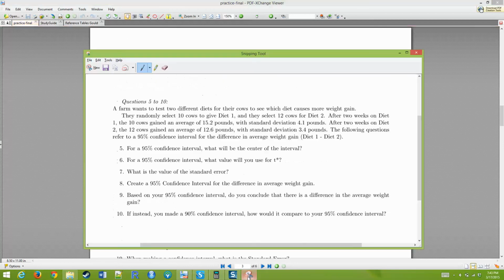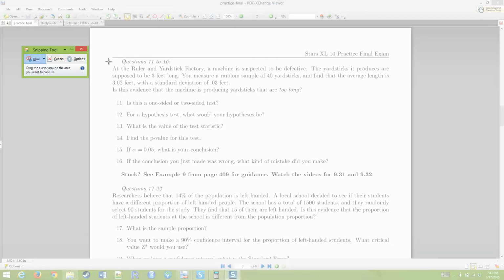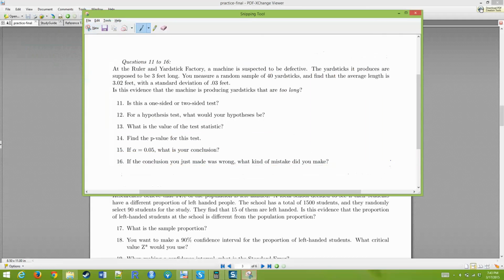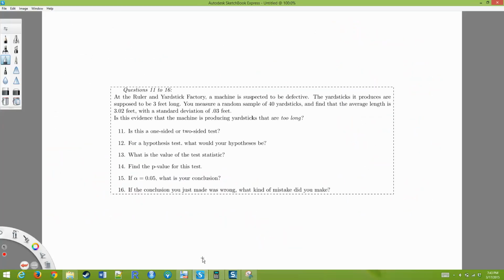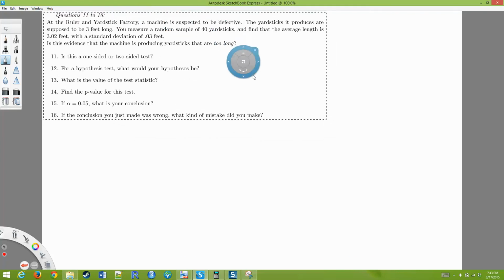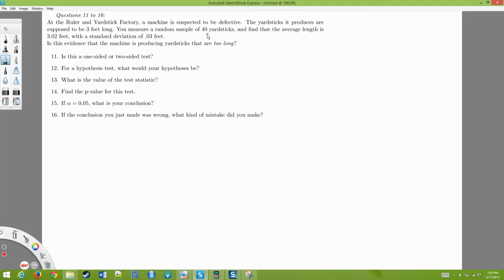Ruler and yardstick factory. It's my favorite question. Not really. We'll see if this shows up on my final defense here. Ruler and yardstick factory. A machine is suspected to be defective. Yardsticks it produces are supposed to be 3 feet long, and you measure a random sample of 40 yardsticks and you find that the average length is 3.02 feet with a standard deviation of 0.03. Is this evidence that the machine is producing yardsticks that are too long? Okay, one-sided or two-sided test, etc.